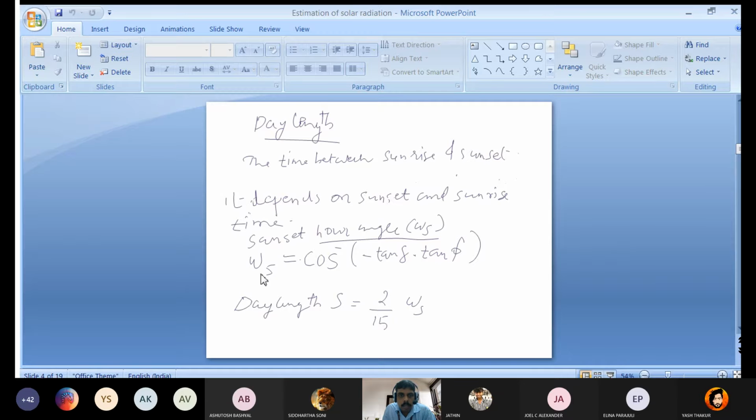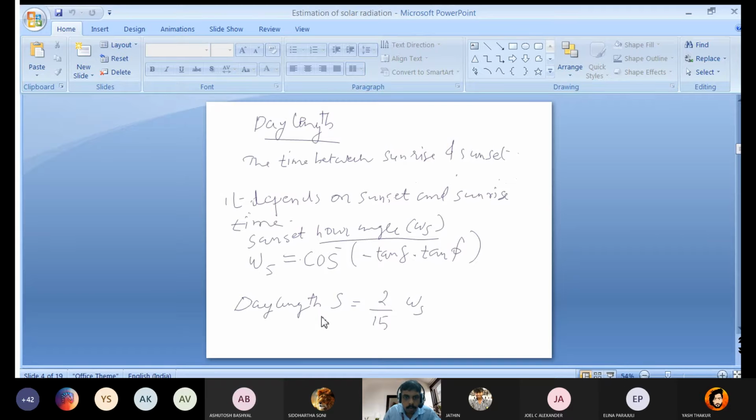Sunset and sunrise time is given by the sunset hour angle omega s, equal to cos inverse of minus tan phi tan delta. In a given location, how much is the time between sunset and sunrise? It depends on the location, not the same everywhere. That dependency is expressed in terms of declination angle and latitude angle. You can put the other conditions into the main equation and get this relation reduced into this form.